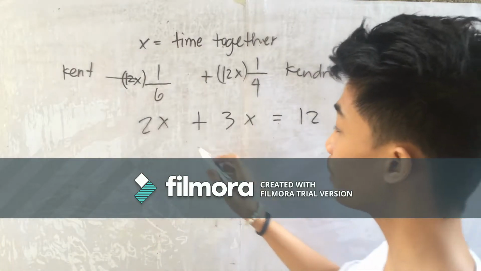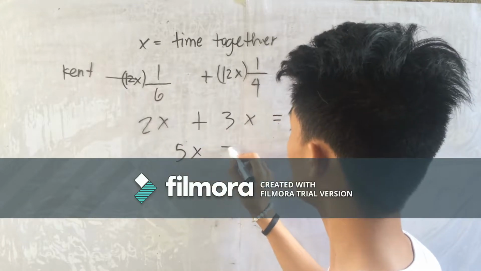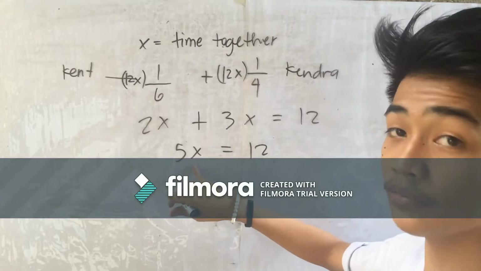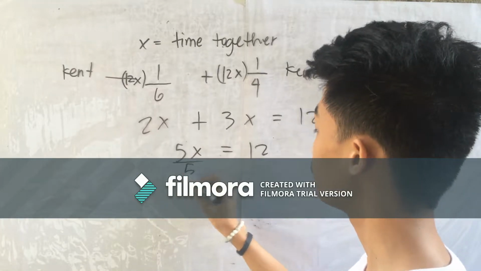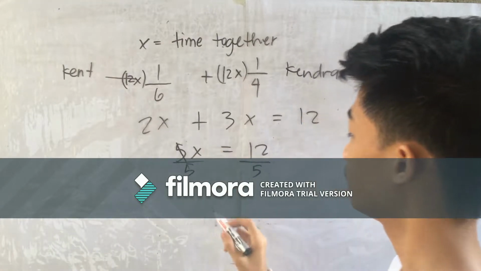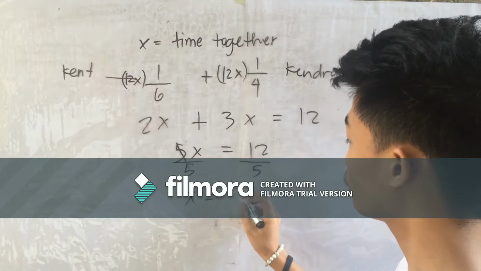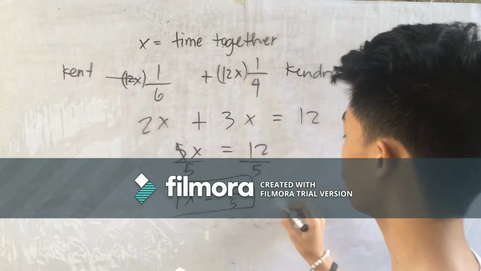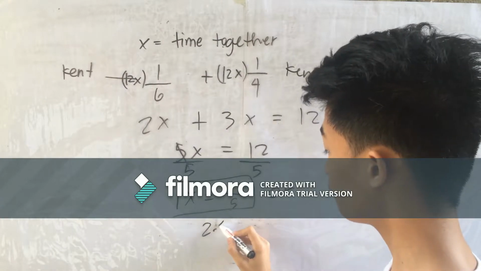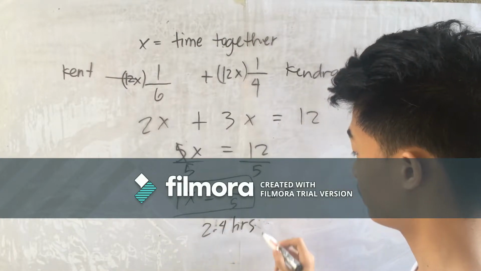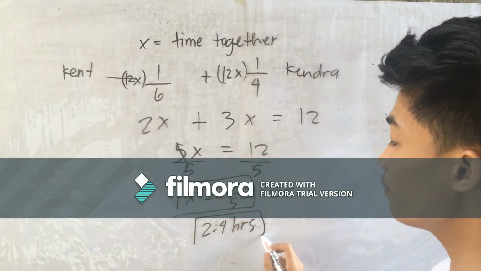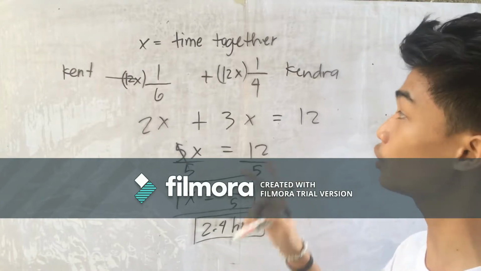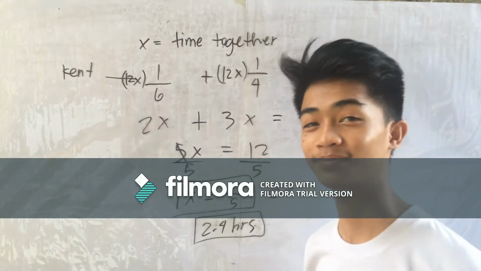Combine like terms, kaya makukuha natin 5x over 12. Para mawala yung value ni x, i-divide both sides natin siya by 5. Cancel. Ang matitira ay x is equal to 12 over 5 or 2.4 hours. Meaning 2.4 hours yung kailangan nilang dalawa to paint the whole room. That's all.